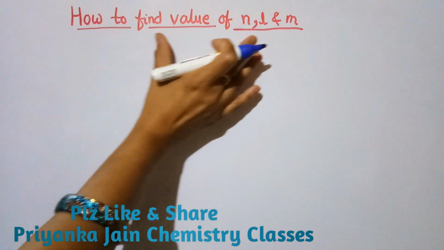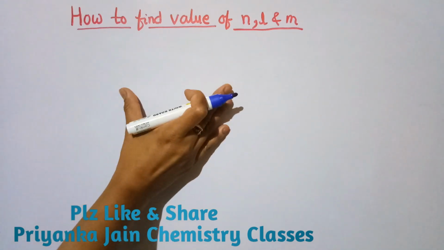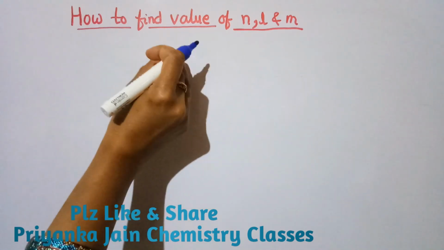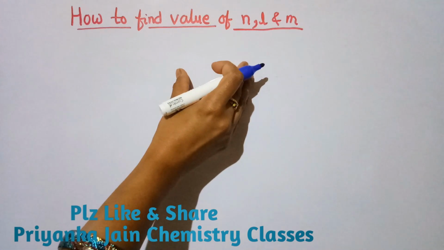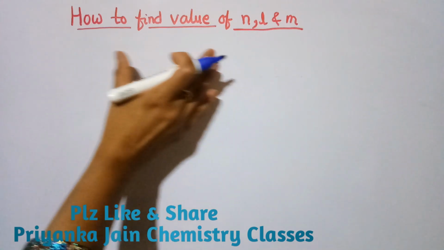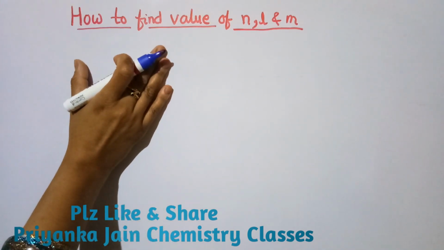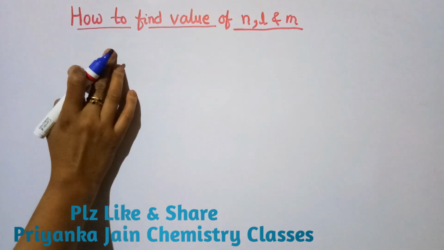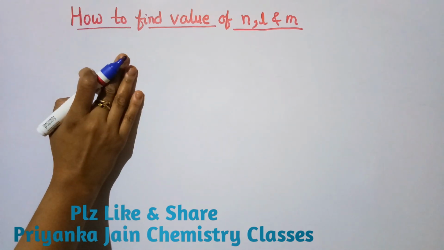And for this the tricks are very simple. There are certain tricks by which you can easily find the values of n, l and m. So in this video we will see the tricks for this, and then we will solve the problems based on this that have been asked in the CSIR NET and the GATE exam.